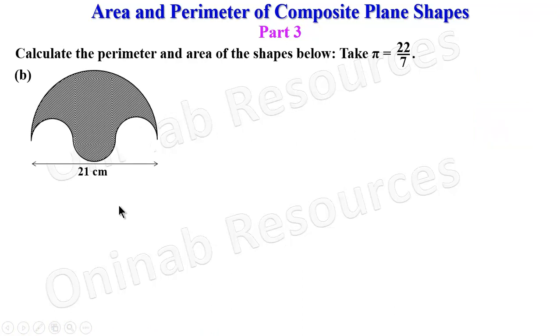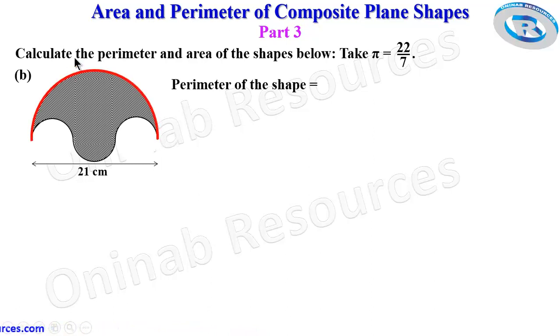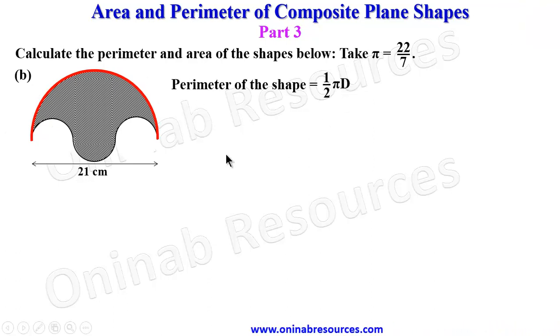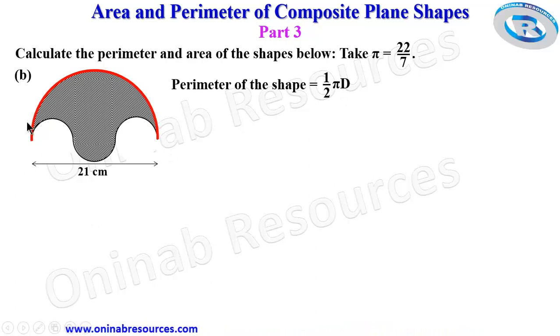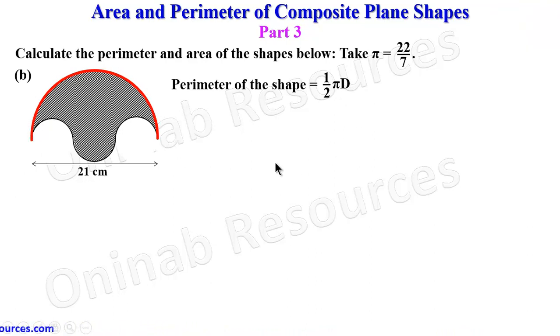We then go to B. So to calculate the area and perimeter, starting from the perimeter of the shape, perimeter is the distance around the shape. So you can see now we have the large semicircle that gives half pi d. Pi d is for a complete circle. Since we are interested in only the half, that's going to give us half pi d. Then we now add it to the smaller semicircles. This is 1, this is 2, and this is 3.